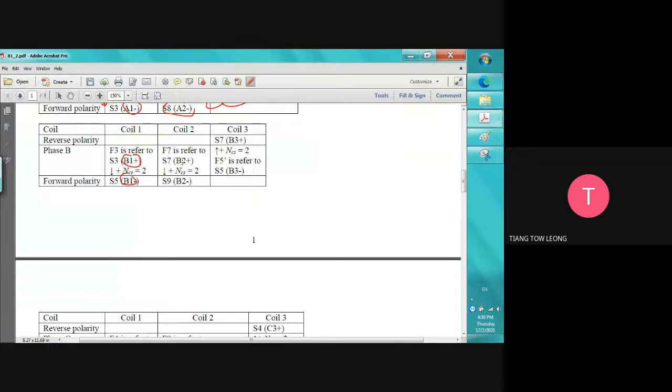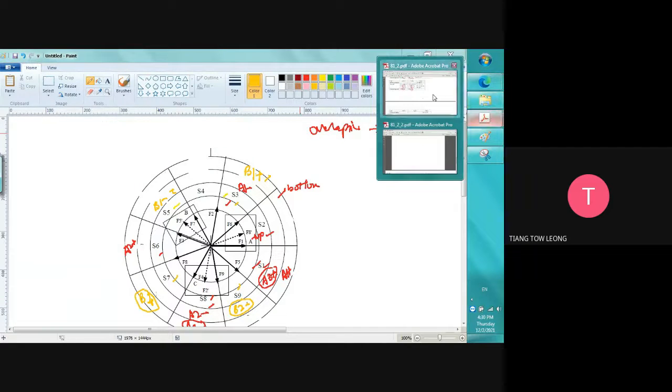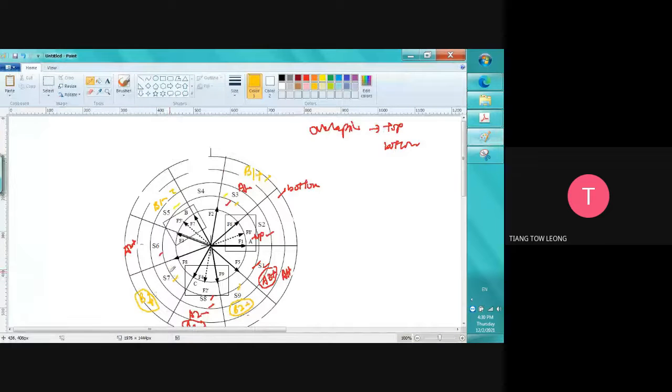Next, B2 plus, B2 minus, 7 to 9. 7 to 9. So this one will be B2 plus, B2 minus. This is at the bottom, then it must be at the top. After that, B3 plus, B3 minus, 7 to 5. So from 7 to 5. So this is B3 plus, B3 minus. Up to here, understand or not?